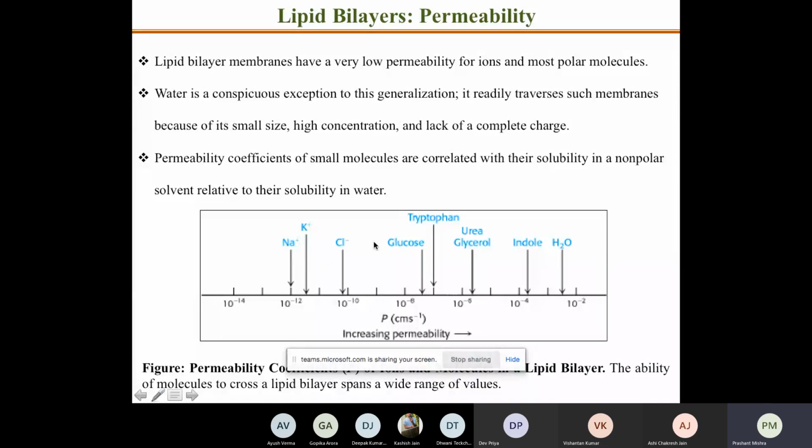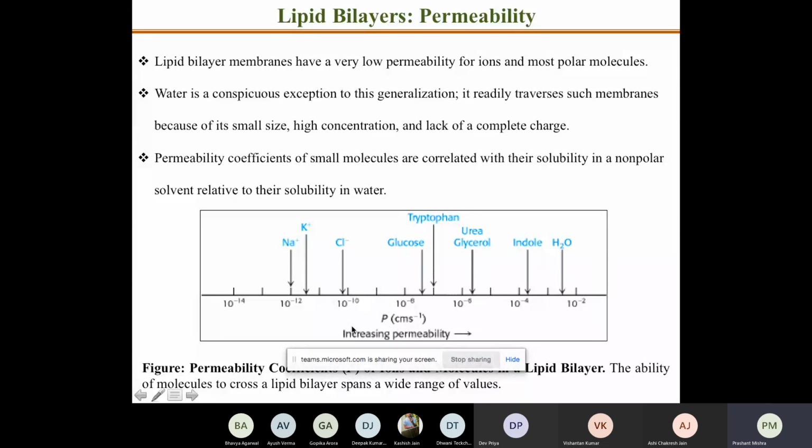Looking at their permeability behavior, you can see that smaller molecules like sodium ion and potassium ion are also highly restricted from being transported across the membrane. We will talk about some examples where these molecules are transported across the membrane with the help of proteins. The proteins present in the membrane are the functional molecules, whereas the lipid provides the barrier. Then you have glucose, you have tryptophan. Depending on their hydrophilic nature as well as size, their permeability varies.